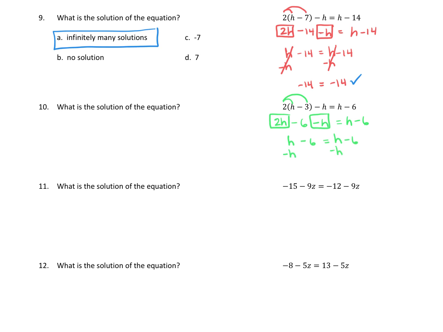Don't do anything with those 6's. We have to get our variables to the same side. H minus h reduces to 0. H minus h is 0. Carry down what numbers you have left. Negative 6 equals negative 6. Does negative 6 equal a negative 6? Sure does, every single time. So what is our solution? This is infinitely many solutions.